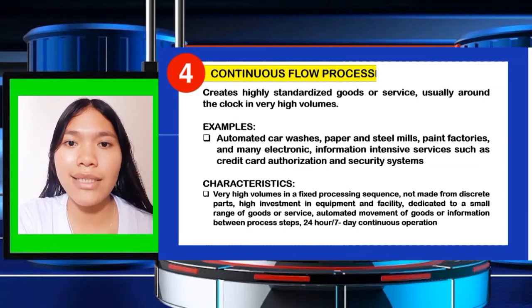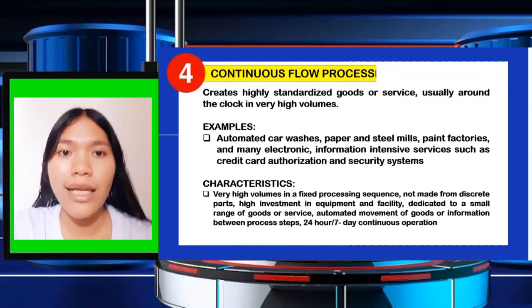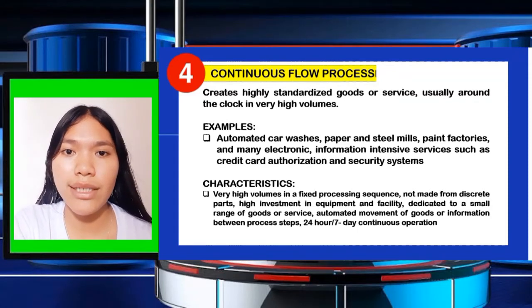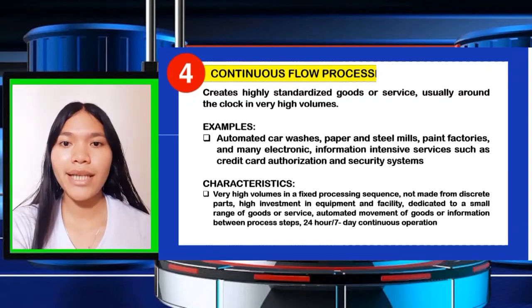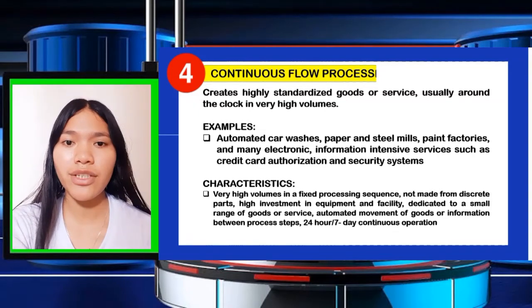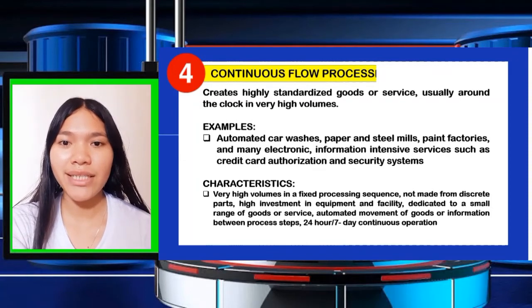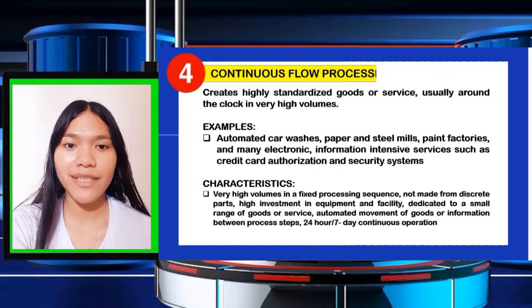So this creates highly standardized goods or services, usually around the clock in very high volume. So in continuous production, most of the work is done by machines rather than humans. So in this type of production process, the production is continuous 24 hours, 7 days a week, all days in a year. So here there is usually just a small variation in the products, and the same type of product flows continuously through a linear process. So examples of continuous flow process are automated car washes, paper and steel mills, paint factories, and many electronic information-intensive services such as credit card authorization and security systems.